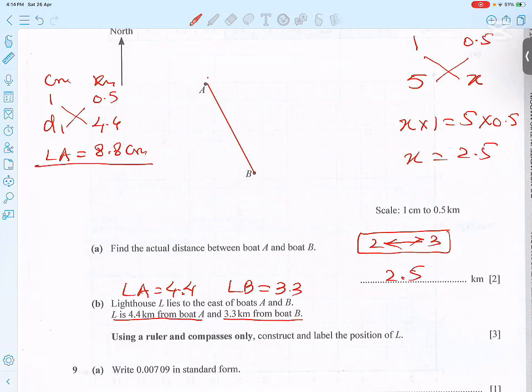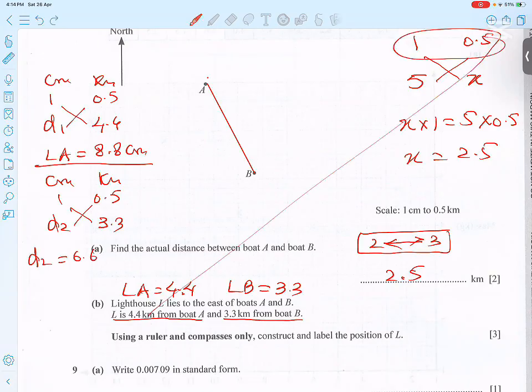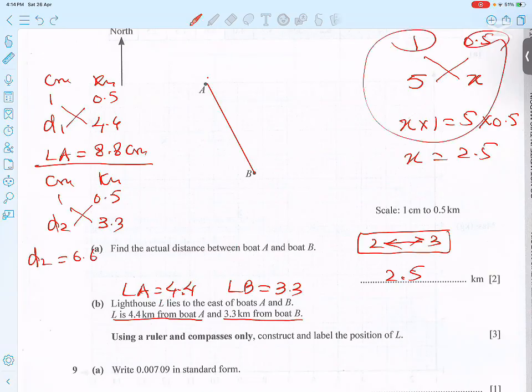Let's talk about the second criteria. So centimeters and kilometers. He said 3.3. So 1 equals 0.5, and 3.3 kilometers I want to convert into centimeters. So distance 2: 3.3 divided by 0.5, I am getting 6.6. So it is simple. 1 is equal to half. It means half kilometer becomes double, so double becomes 6.6 and double becomes 8.8.